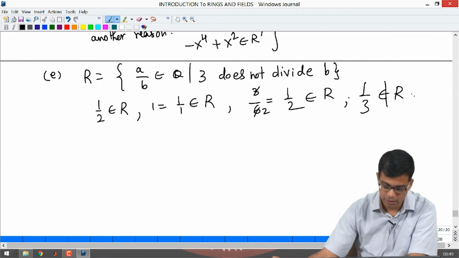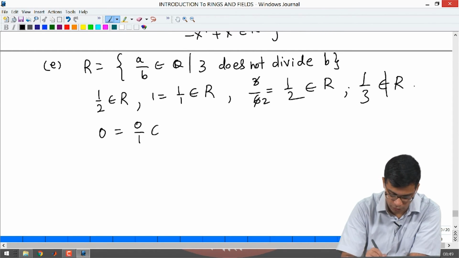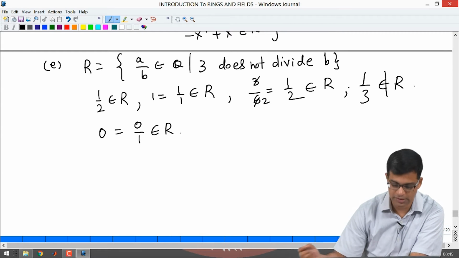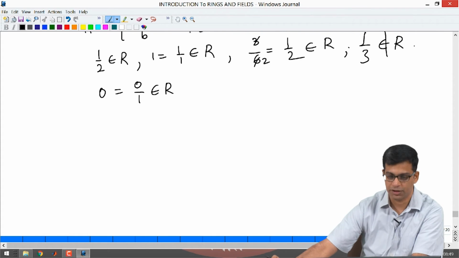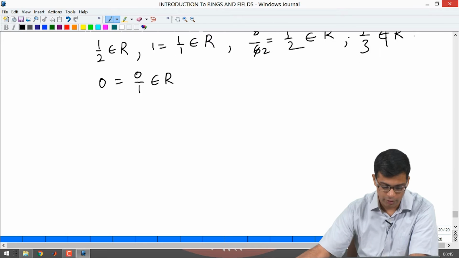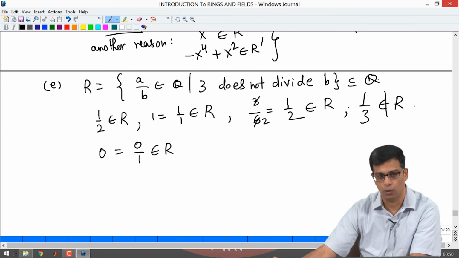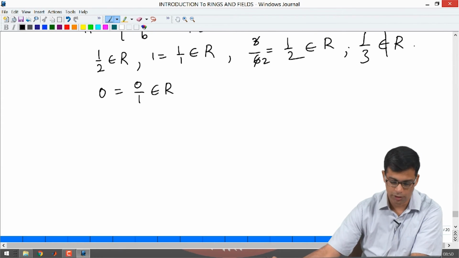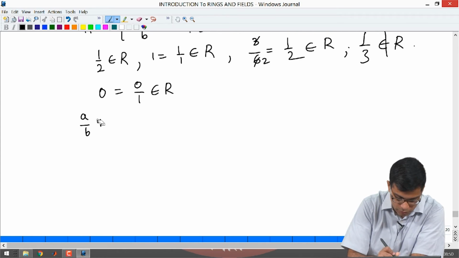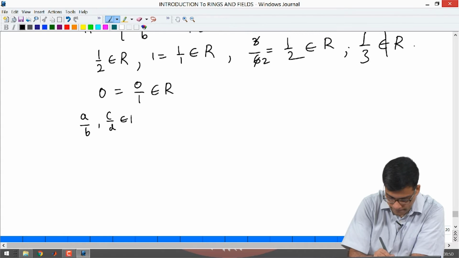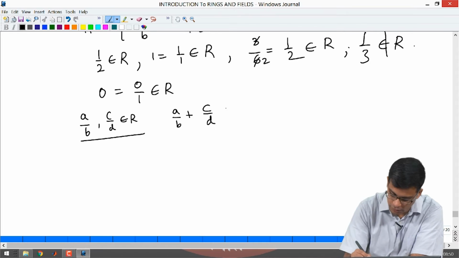So, the set is this, it has 1 there, it also has 0, right, because 0 can be thought of as 0 by 1. So, 0 is also there. Now, is this a ring? That is a question. To check this, let us check the conditions for a ring. Remember, the question whether this is a ring or not is the same as the question whether this is a subring of Q or not. So, it has 0 and 1. Now, let us take two elements in R. Let us consider their sum and see if it is also in R.